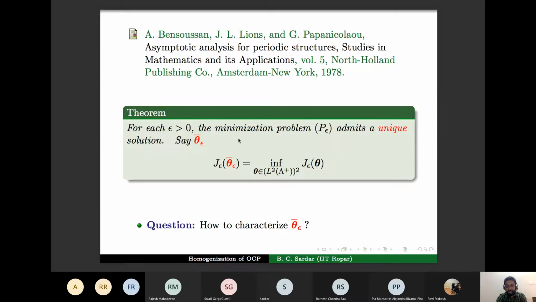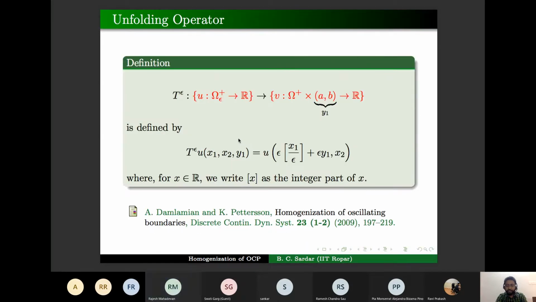Fine. To do this characterization, we are going to use especially the unfolding operator. So first I'll define what the unfolding operator is. This is the definition of the unfolding operator T epsilon, which is defined in the oscillating domain omega epsilon plus. If you have any function defined in the oscillating part of the domain, under unfolding it takes an extra dimension: it will be defined on omega plus cross UV. This unfolding operator was introduced in the paper by Damlamian and Petersson, homogenization of oscillating boundaries.